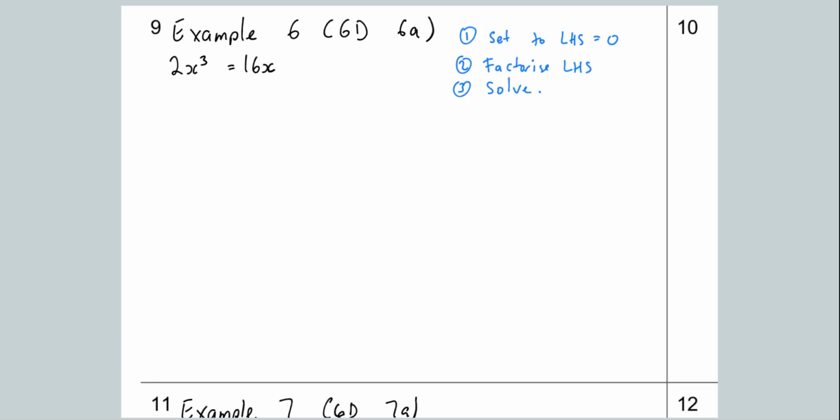But generally speaking, this is kind of what you want to do. You want to set it to this. This means left-hand side. So by adding and subtracting terms from both sides, set it so you've got something on the left-hand side equals 0. Then you can factorize the left-hand side, then you can solve it.